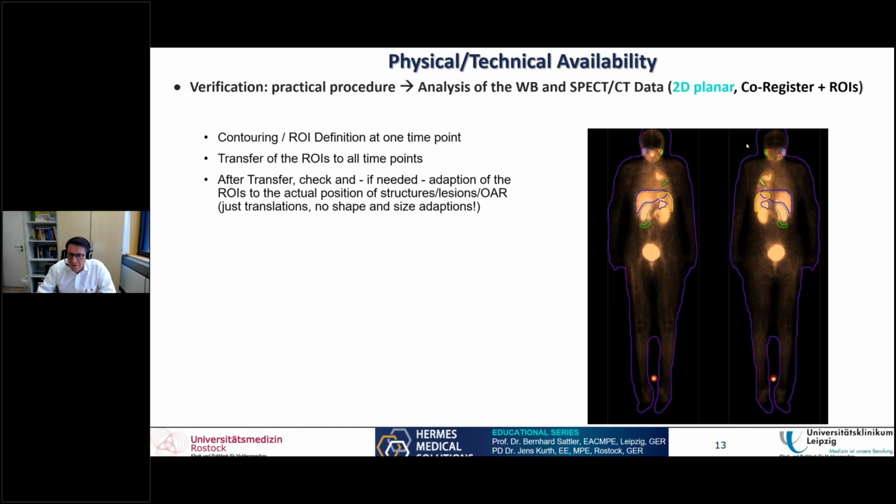And when we consider the 2D planar, you find that always up here. The contouring of the ROIs at one time point, transfer all those ROIs to all the time points where we have our whole body scans. And after transfer, we of course have to check and, if needed, adapt the ROIs to the actual position of structures and lesions or organs at risk. Just translations, no shape and size adaptations are allowed here at this moment.